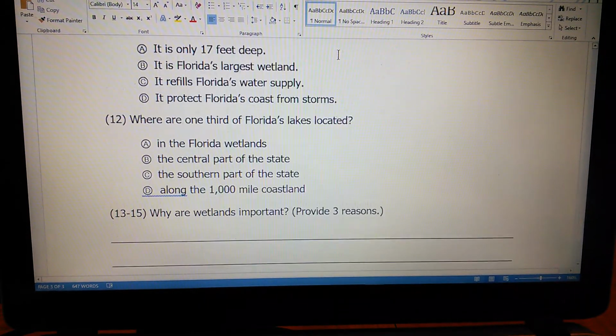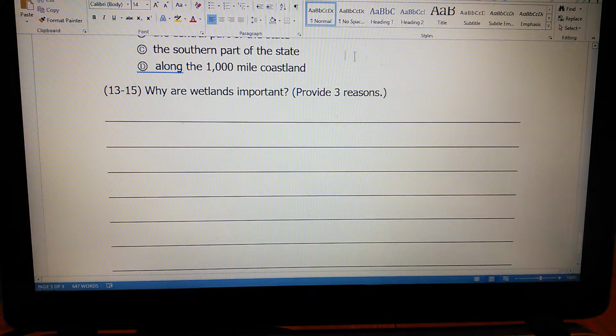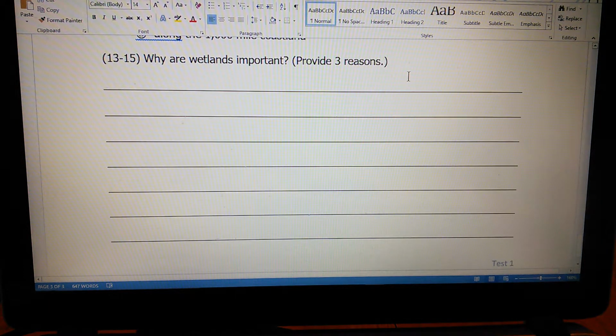If we go down to the bottom of this assessment, we can see that we have an extended response question, why are wetlands important? Now notice that students are given 2 very clear hints that they're going to have to provide 3 reasons for wetlands to be important. Not only is it indicated here, but it's indicated here. This is question 13, 14, and 15. Be careful. If you subtract these, you only get 2, but if you count them as question numbers, you get 3.